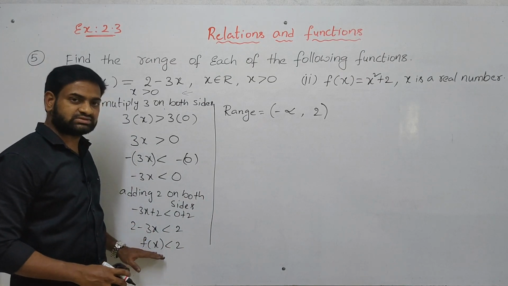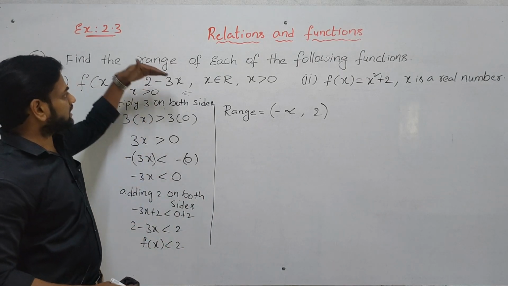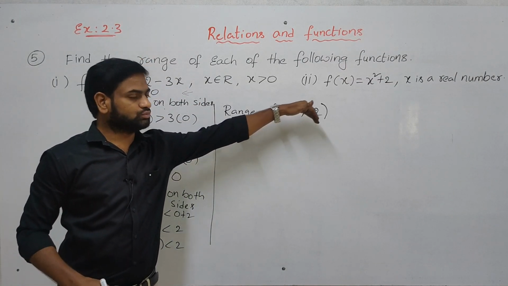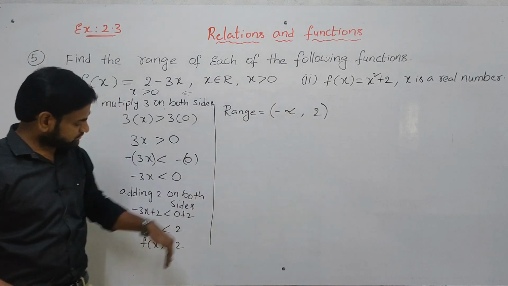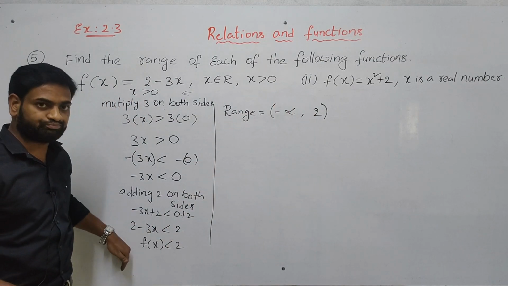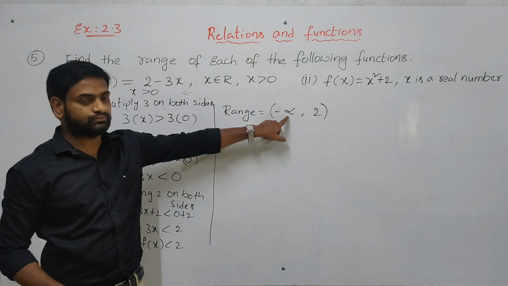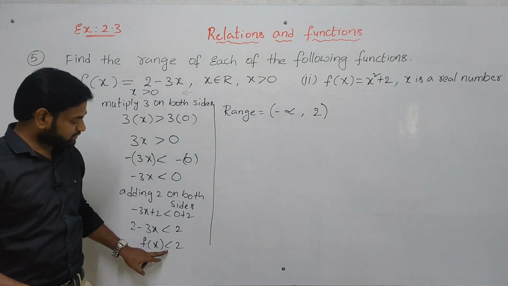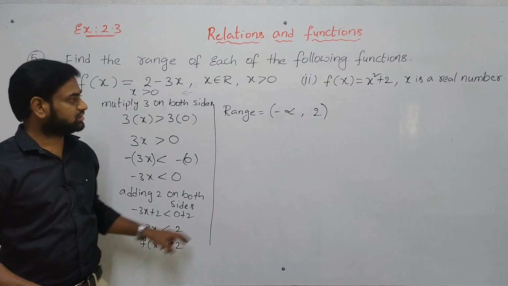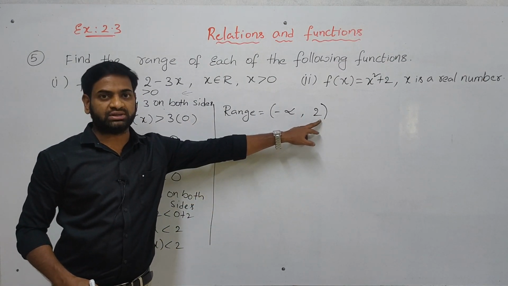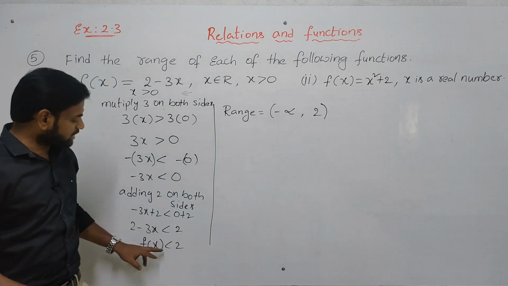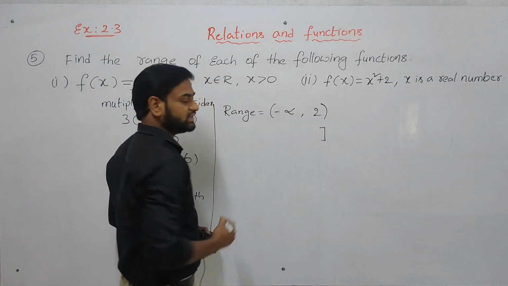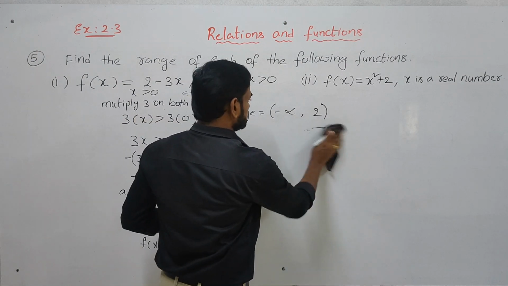So f of x is nothing but the range. So the range is minus infinity to 2. How did you get this? The f of x value is below 2. Below 2 means from infinity down up to 2. For the 2 there is no equal symbol, that's why it is an open interval. Suppose if we have an equal symbol, then it is a closed interval. So that is the range.